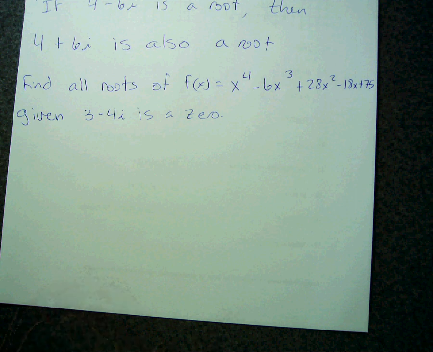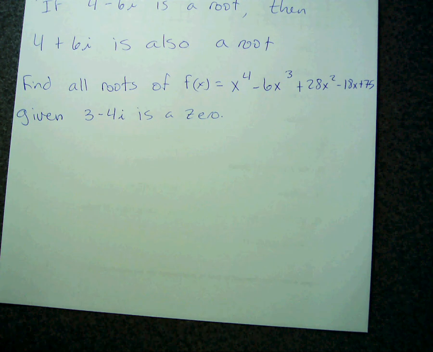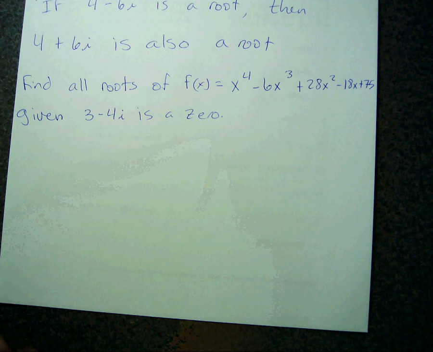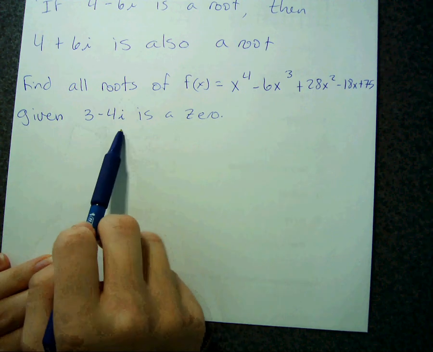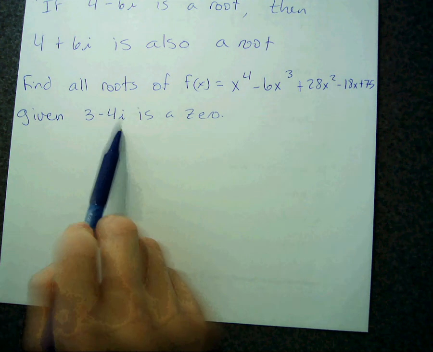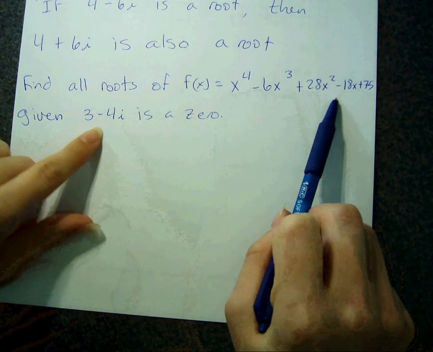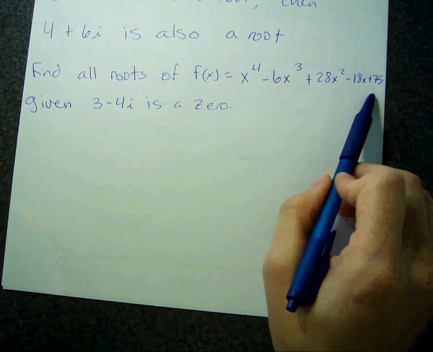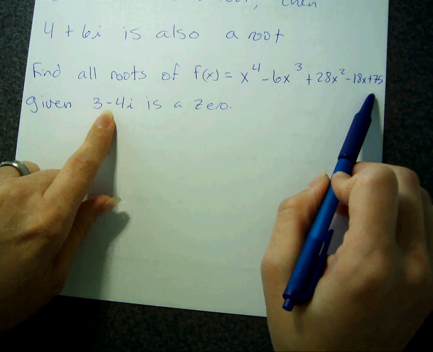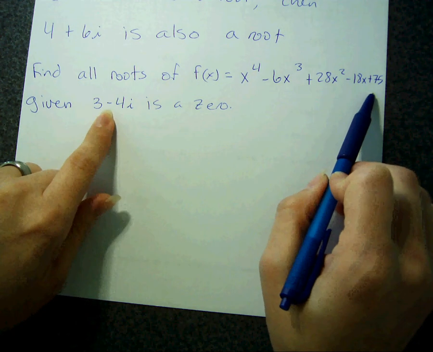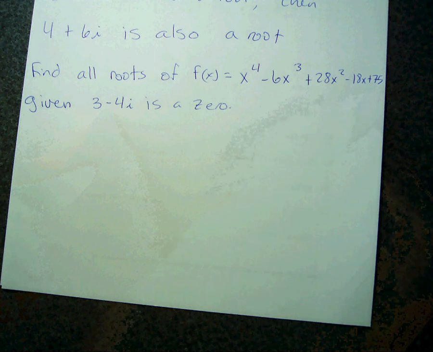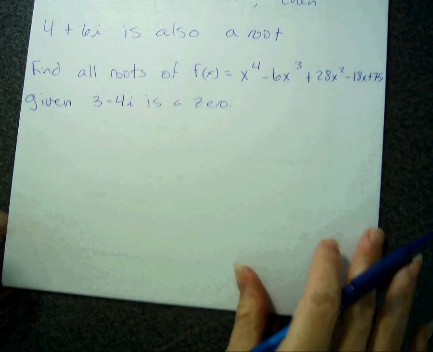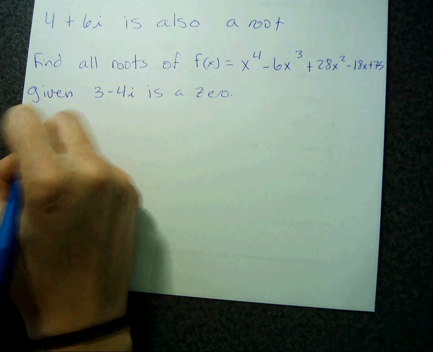Alright, so I want to find all roots of f of x equals x to the fourth minus 6x to the third plus 28x squared minus 18x plus 75, given 3 minus 4i is a zero. Since I know that 3 minus 4i is a zero, I can use synthetic division to break this down by dividing by 3 minus 4i, right? Once I break it down, that'll give me x cubed. Then I'll be able to use 3 plus 4i, which is another zero, to break it down to x squared and solve the quadratic, right?